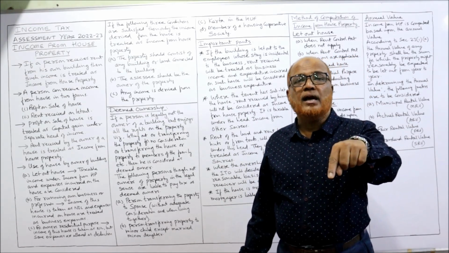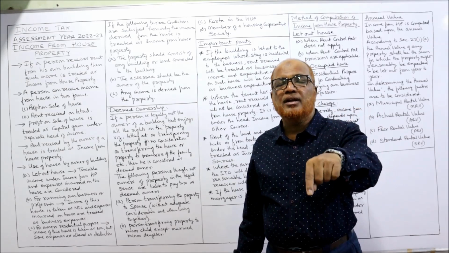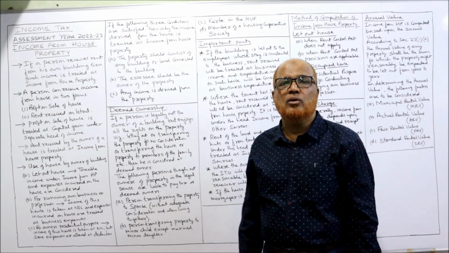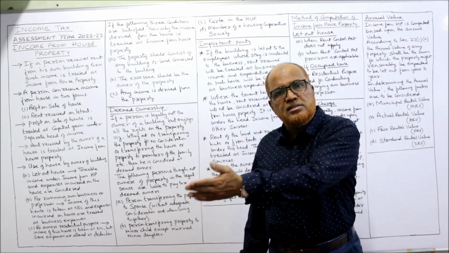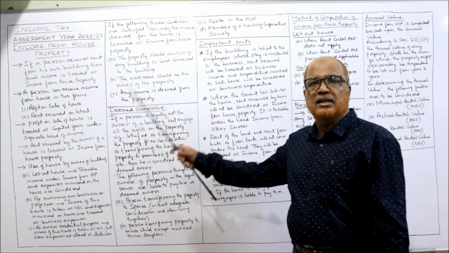He is liable to pay tax. Income Tax Act will treat the karta as a deemed owner. You are not the real owner. Real owner is the HUF, but karta will be treated as a deemed owner.